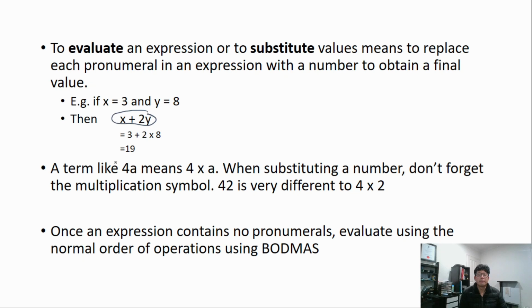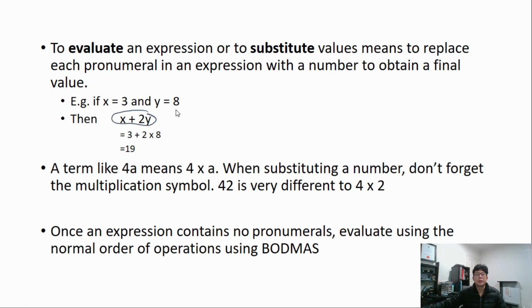A term like 4a means 4 times a, so if there's no space between the number and the pronumeral, that just means multiply. When substituting a number, make sure you don't forget the multiplication symbol, because 42 is very different to 4 times 2. So it doesn't apply when it's just numbers. You need the multiplication symbol in between the numbers. Once an expression contains no pronumerals, evaluate using the normal order of operations using BODMAS.